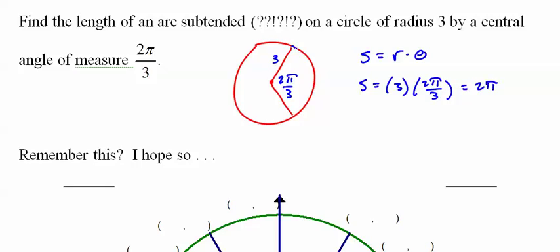That's the actual length of this. If I was making a pizza and I just had to make that part of a crust, that's exactly how long it would be, roughly 6.28 inches, meters, millimeters, whatever you get.